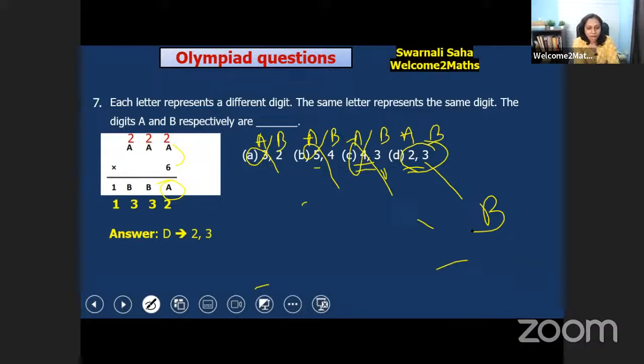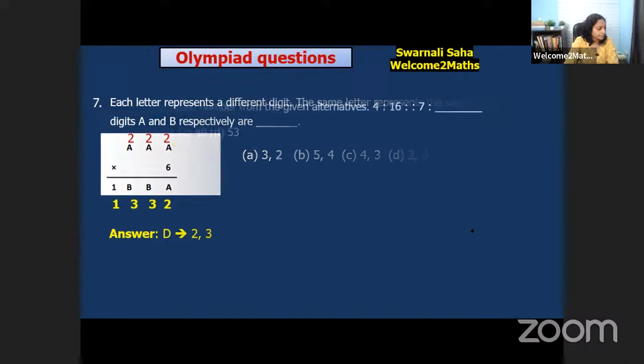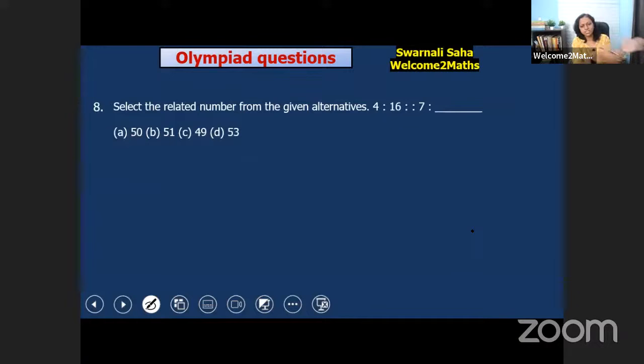Okay. So now let's move on. Hope you understood. Let's solve one more question. It's a very easy question. Now try to solve this. 4 is equal to 16. Then what is the value here? 7 is to what? Can you find it?